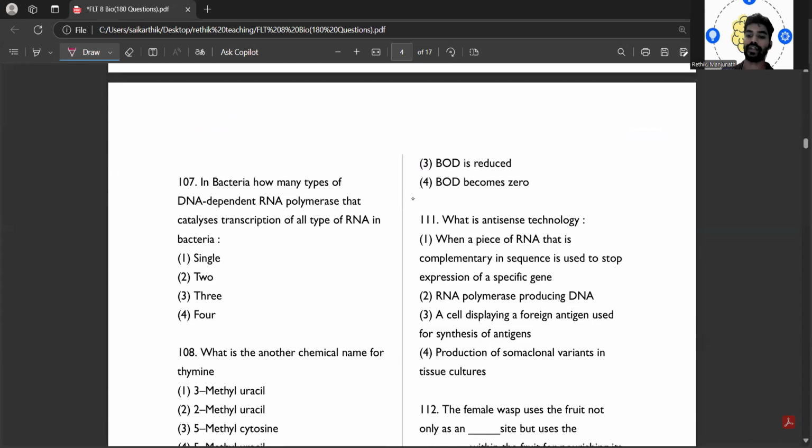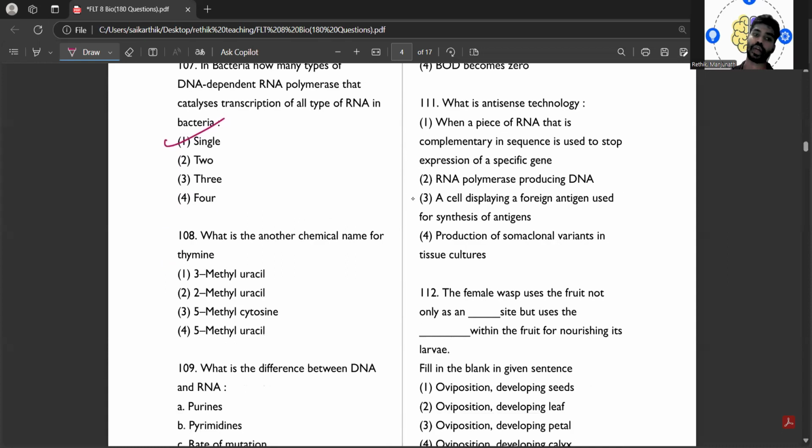So coming to 107, in bacteria, how many types of DNA-dependent RNA polymerase catalyze transcription of all types of RNA? So what would be the answer? The RNA polymerase that catalyzes transcription in bacteria is a single type. So 108, which is another chemical name for thymine? The other name for thymine is 5-methyl uracil. It is a direct question.